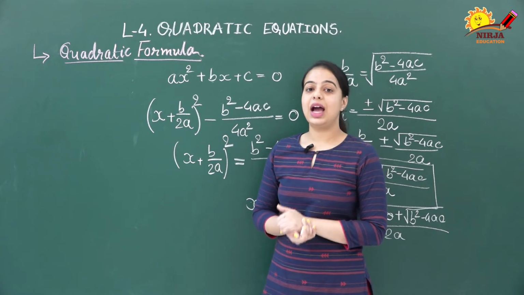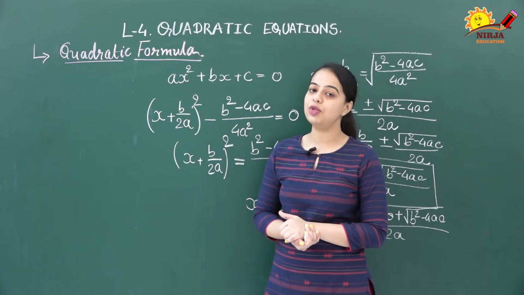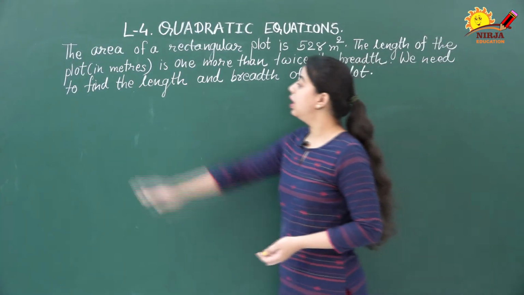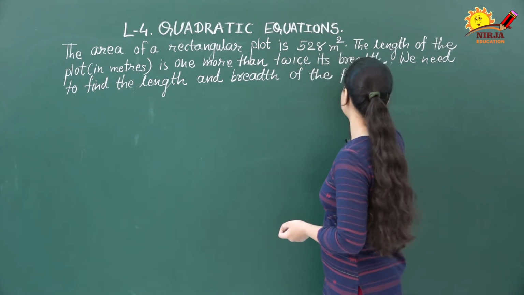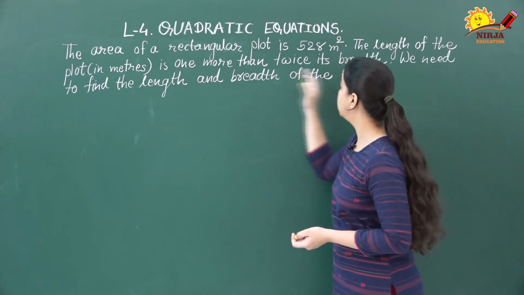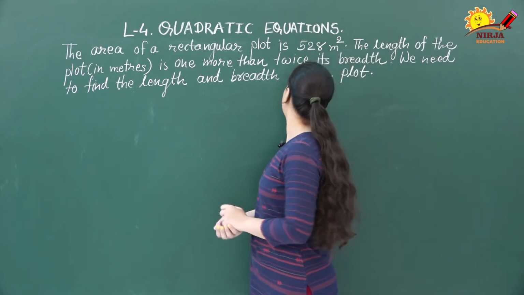So now let's see how to apply and how to use this quadratic formula in a sum and how to find the solution by applying this method. Here it is given, the area of a rectangular plot is 528 meter square. The length of the plot, in meters, is one more than twice its breadth. We need to find the length and breadth of the plot.